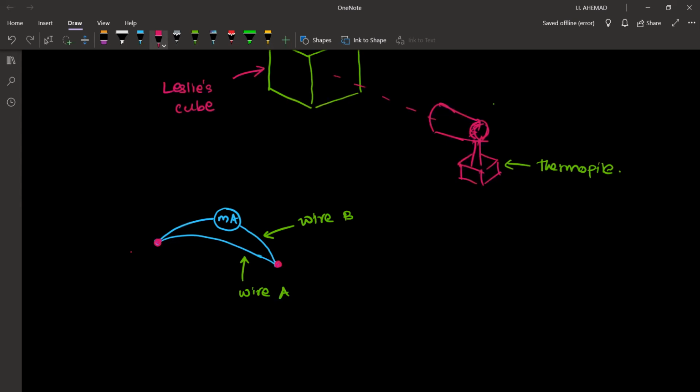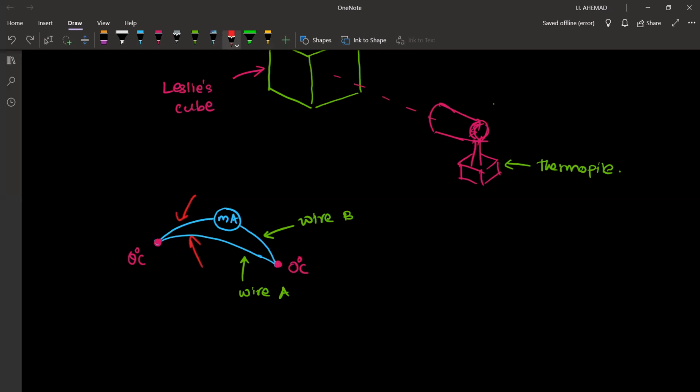What we do is place them at different temperatures. This one at theta degrees Celsius, this one at 0 degrees Celsius. We call one junction the cold junction, so this is the cold junction and this is the hot junction. With two different wires, their resistance will differ, so depending on the resistance, it will be convenient for the charges to pass through one of the wires, maybe wire A or wire B.